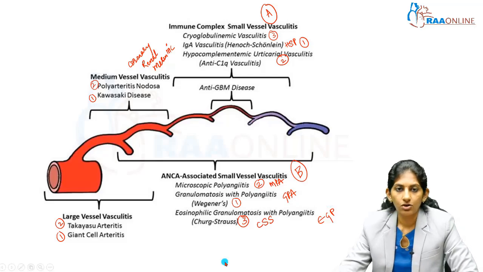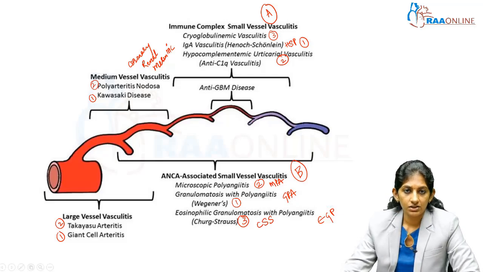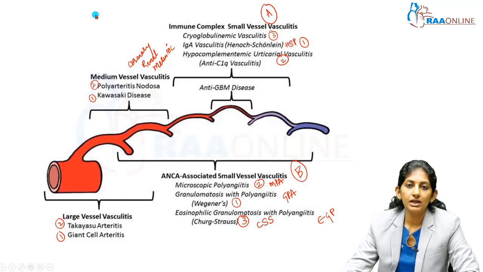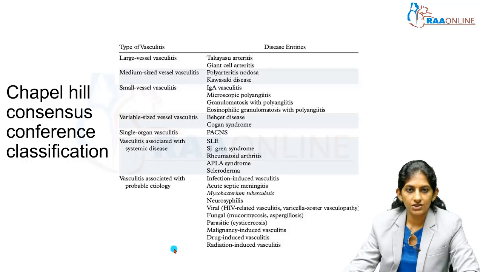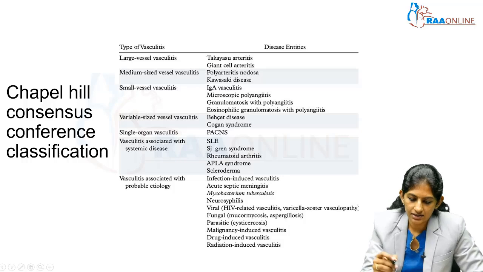This is a broad classification, and with this picture you will be able to identify and understand the vessel involved in each vasculitis. So, please be thorough with this diagram. This is the Chapel Hill Consensus Conference classification. We already saw the large vessel, medium sized and small vessel vasculitis. Next, moving on to the other 3 categories.